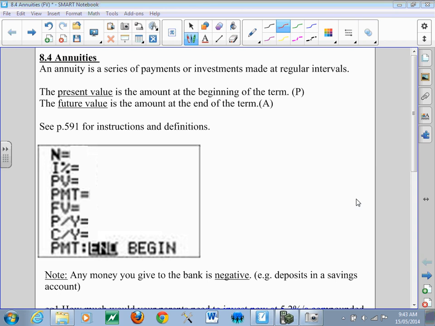An annuity is a series of payments or investments made at regular intervals. So last day, ladies and gentlemen, we took a look at the question I posed about retirement. I stated that Miss R is retiring at about 2030. I'm a little older than you guys are, and I needed probably about $1 million.